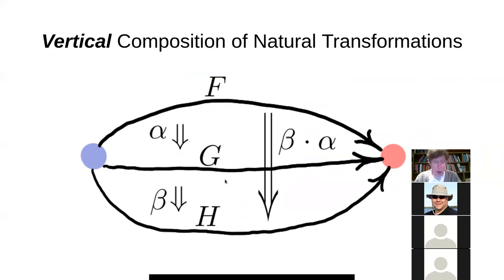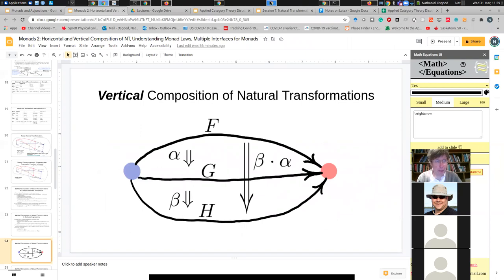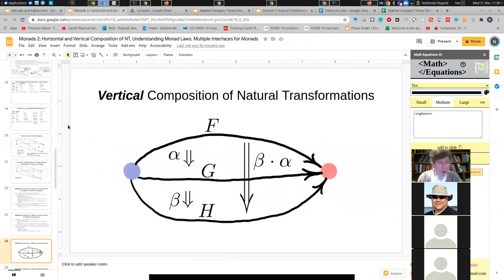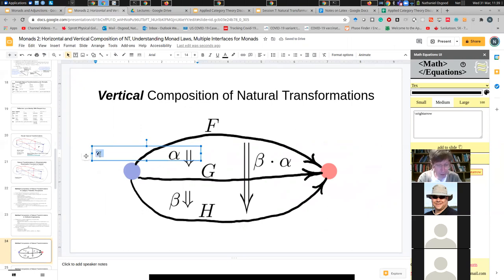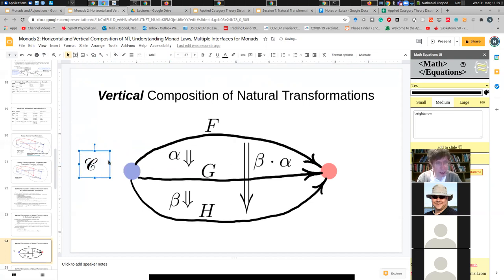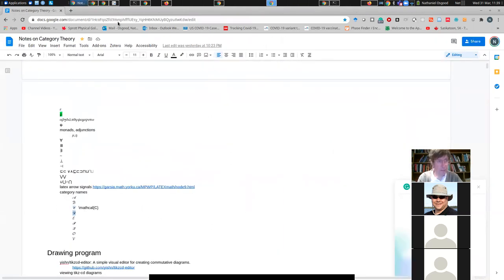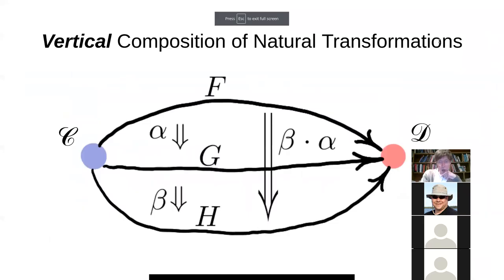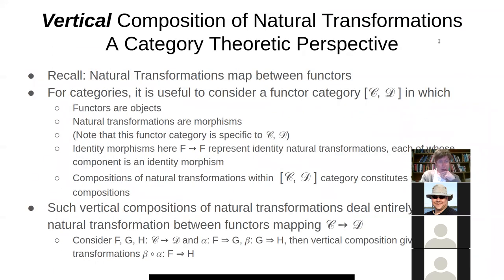Now, note that both of these are between the same two categories. That really should have been obvious. In fact, it's so glaring a gap that I need to remedy it right now using my secret cache of symbols here. So I'm going to stick in a nice little C there. This is going to be category C, and over here will be category D on the other side. So all of these functors, F, G, H, map between the same two categories. Okay, so this is vertical composition.